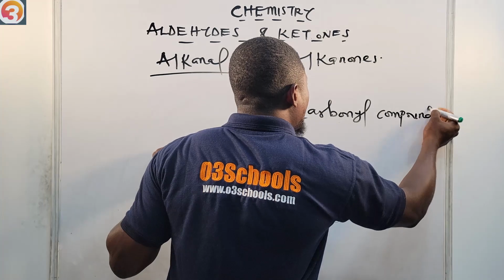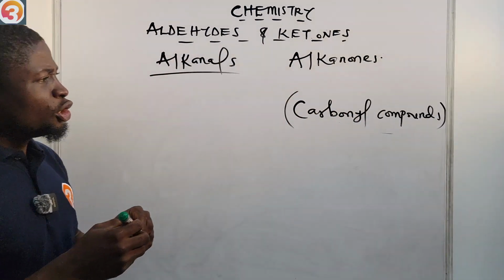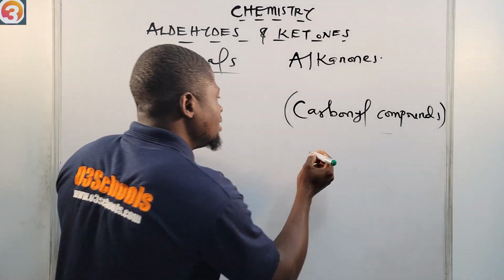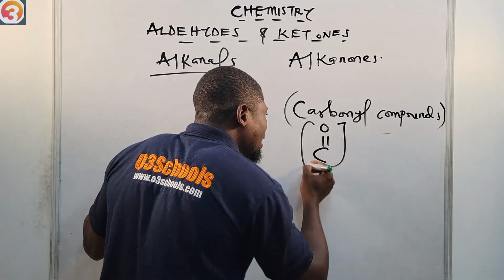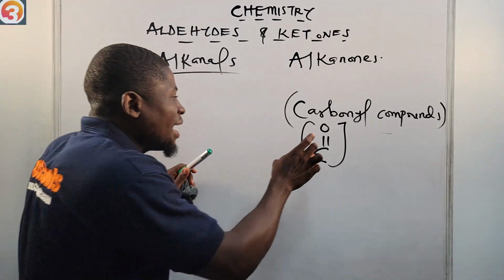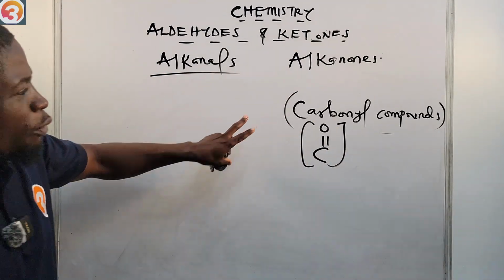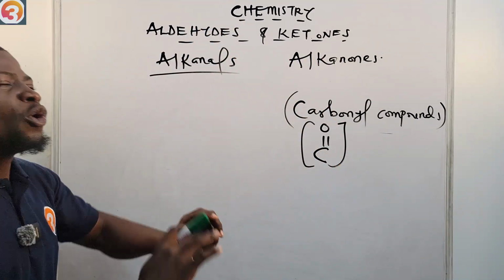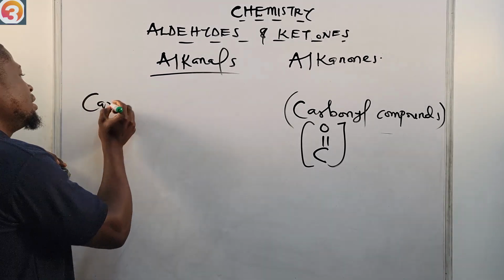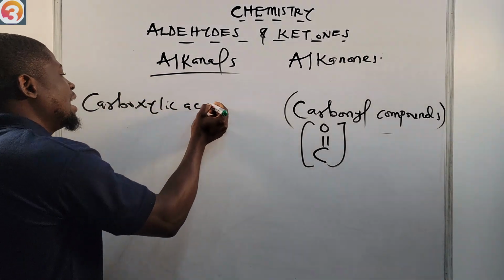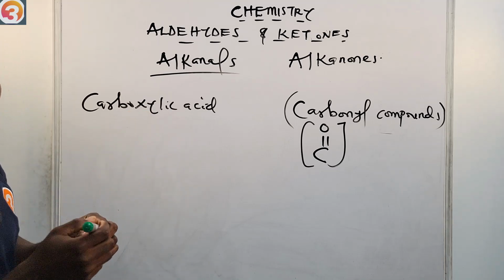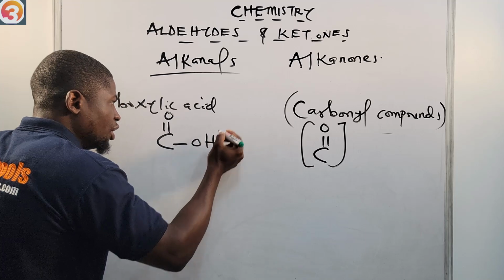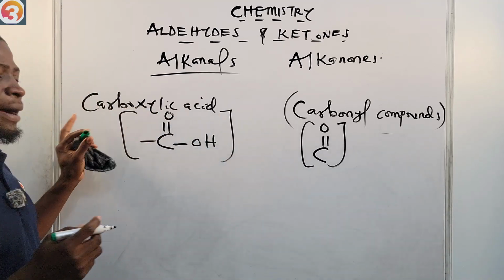But carbonyl compounds do not involve only aldehydes and ketones. Carbonyl compounds are compounds that have the C double bonded to O group in their formula. That means in their formula, you will find C double bonded to O. Those are carbonyl compounds. Apart from aldehydes and ketones, we have other carbonyl compounds like carboxylic acids or the alkanoic acids. They have the general formula like this, C double bonded to O, then you now have OH. I've talked about carboxylic acids already.